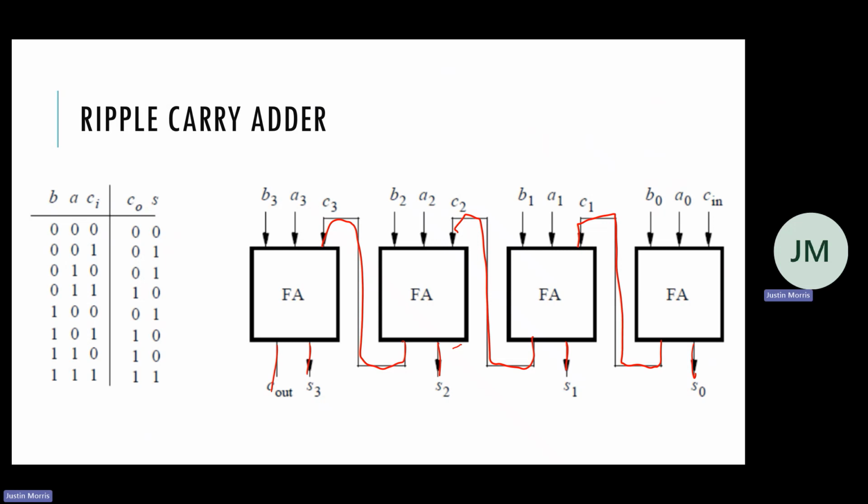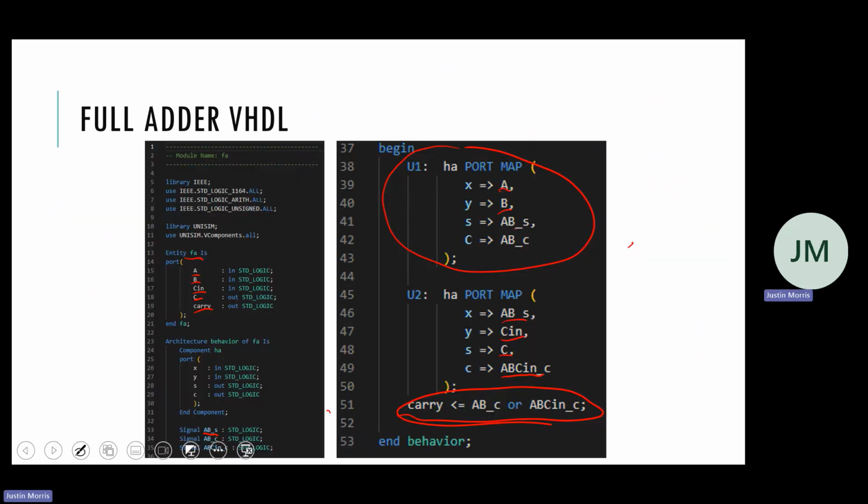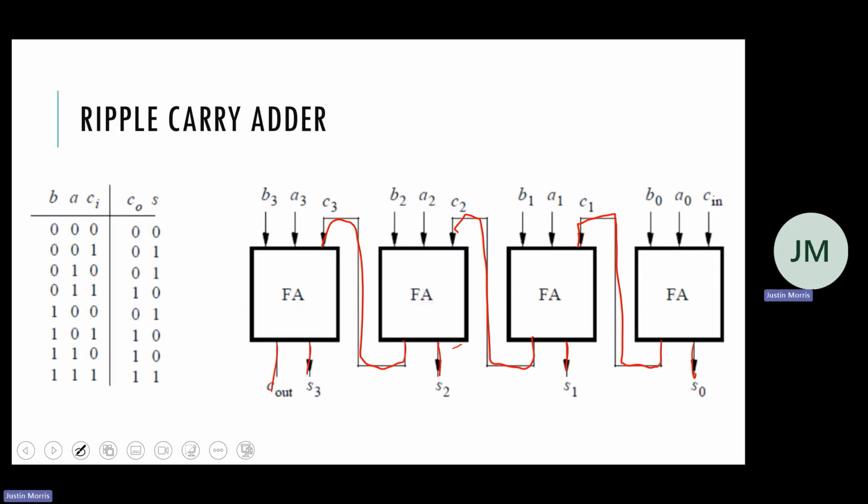So your job is to create this by instantiating 4 full adders and connecting them appropriately. And you can use this as reference on how to connect things. Yes. Is that effectively adding two? Yes. Yeah. So it's adding two 4-bit numbers here.